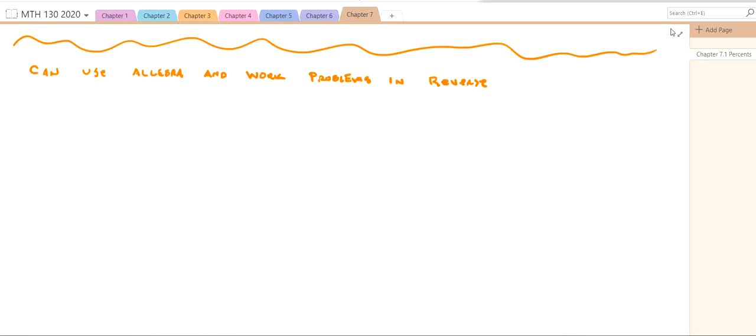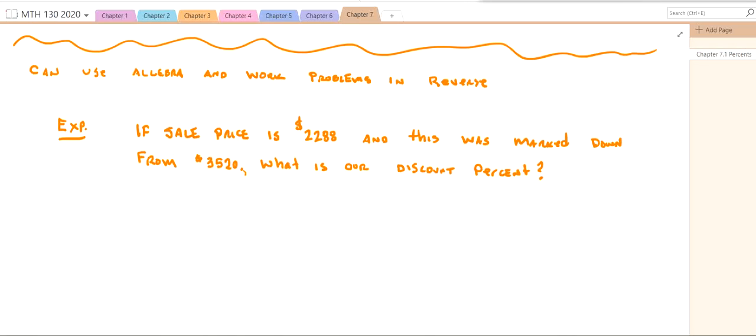Okay, just like we did before, we can use algebra to work these problems in reverse. So, for example, here, if the sale price is $2,288, and this was marked down from $3,520, what is our discount percent? Maybe you're working in a store and you want to write a sign of what the percent of discount is for customers. Well, let's solve this the same way we did before.